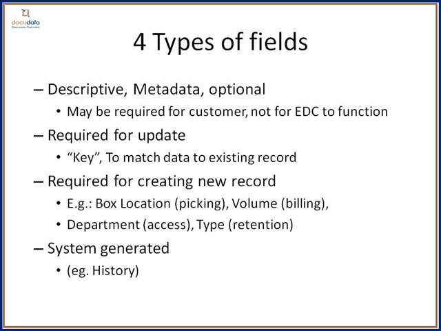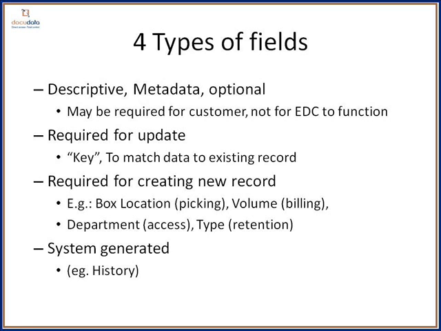For the purpose of this discussion, we will consider 4 types of fields. The first type of field is descriptive. It is very useful for your customers in identifying their boxes, but it is not required for EDC to function. Examples include box description, owner, ranges, and similar information. The second type of field is used to uniquely identify a record. For a given customer, the RC number of each box and each file is unique. The customer box number is also unique.